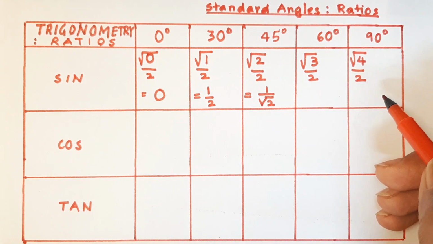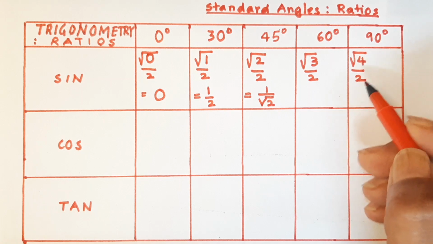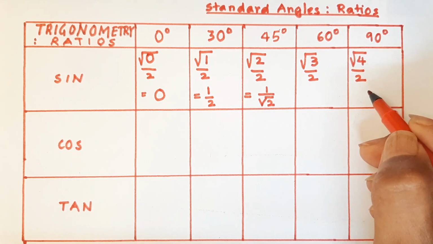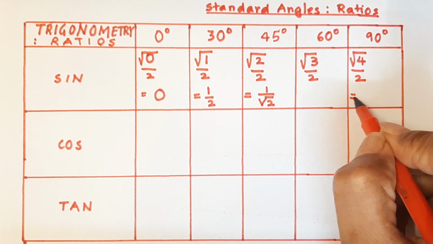Now we come to 90. Sine of 90 is root of 4 upon 2. Now root of 4 is 2. 2 upon 2 gives us 1.